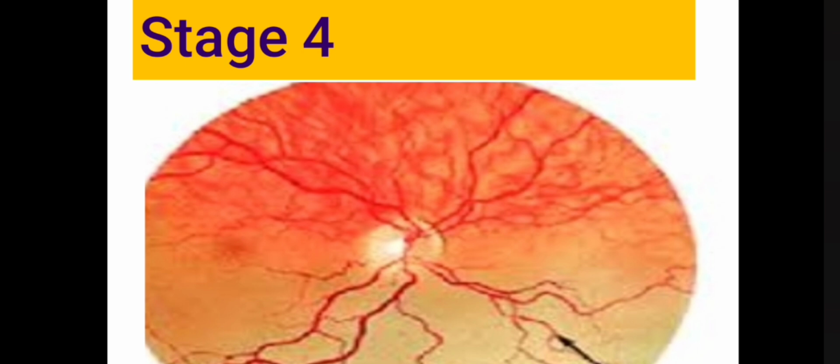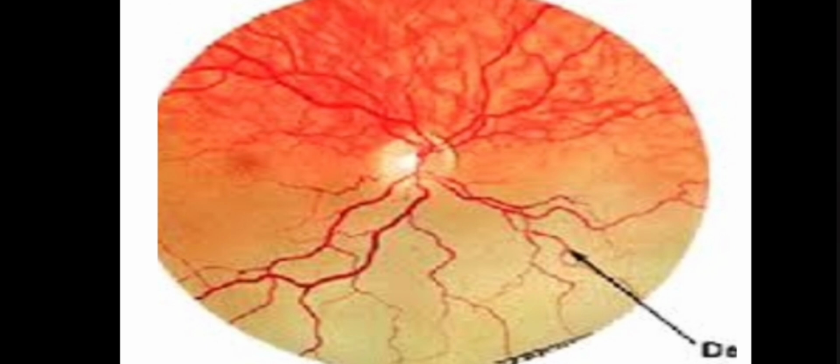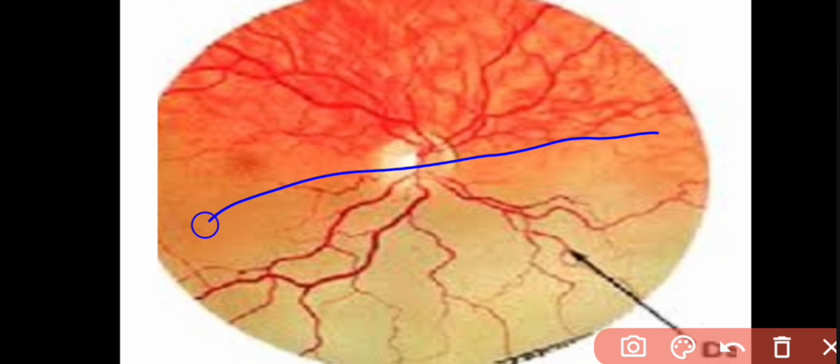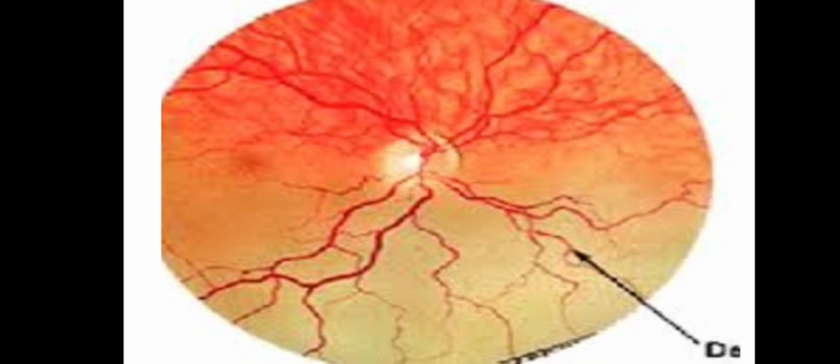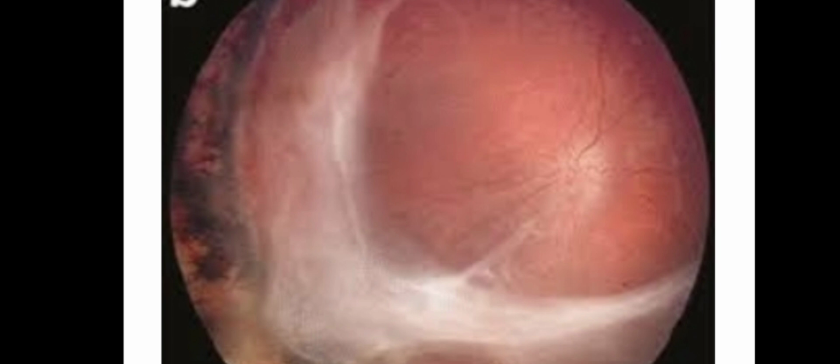Coming to stage 4. Stage 4 and stage 5 are nothing but with a retinal detachment. In stage 4, we see partial retinal detachment. As you can see in this picture, there is partial retinal detachment which may or may not involve the macula. This is the clinical photograph which shows partial retinal detachment here. This partial retinal detachment can be either exudative or tractional type. Again, this is one more clinical photograph showing the partial retinal detachment.